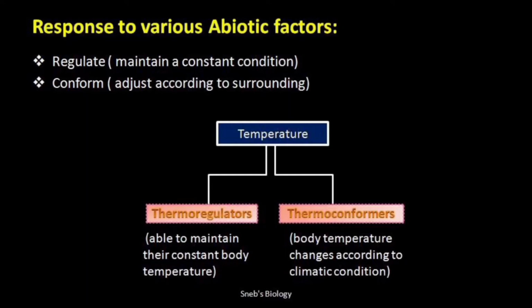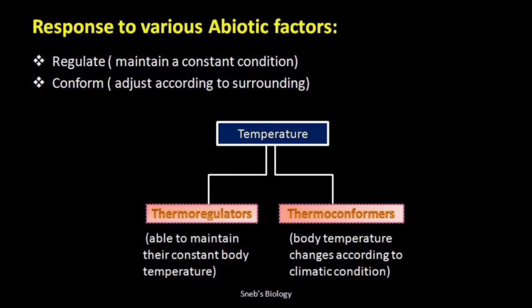In this part, we will try to understand how organisms respond to the various abiotic factors. So let's start. There are two main factors which we are going to be studying here. Before we talk of these factors, we need to understand two terms. One is regulate and the second one is conform. Regulate is to maintain constant conditions. It can be temperature or it can be osmolarity. And conform is to adjust according to the surroundings.